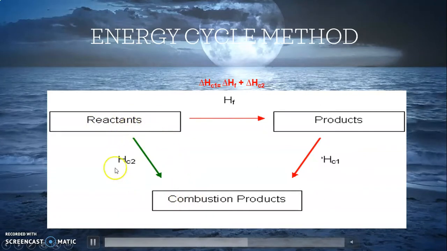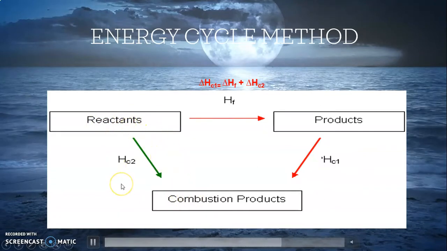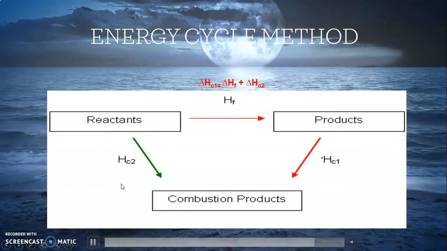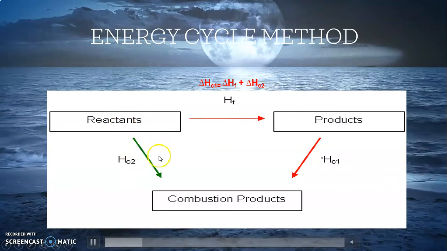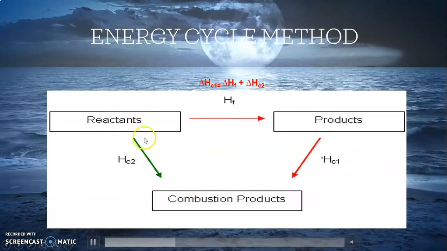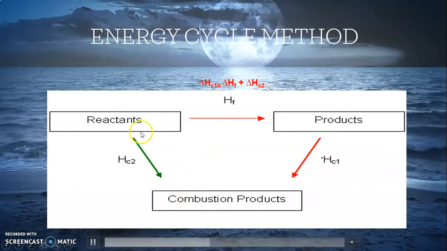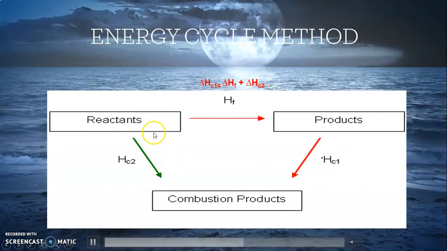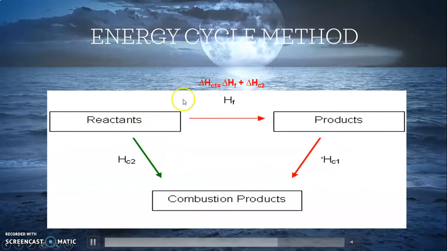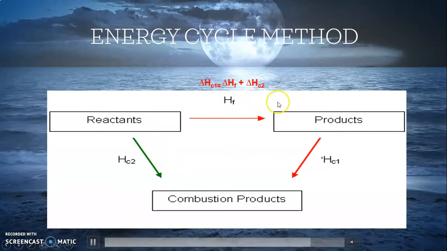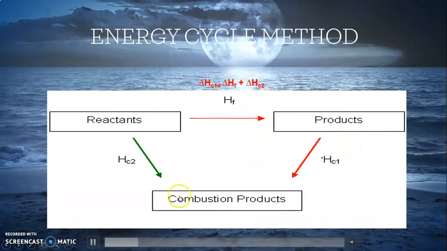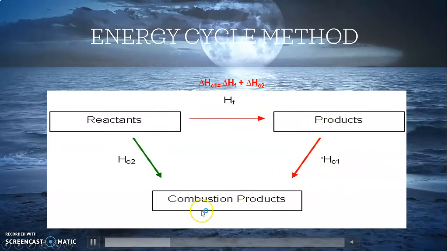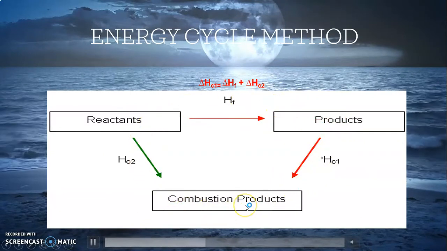in only one step. So therefore, based on Hess's law, the enthalpy change of this step here, delta H2, is equivalent to the sum total of this enthalpy change plus this enthalpy change. So this is an energy cycle diagram.